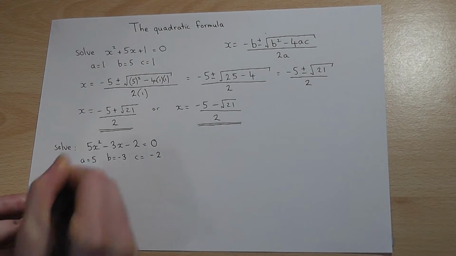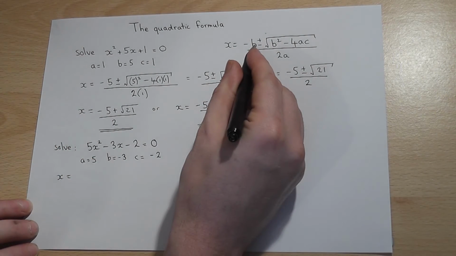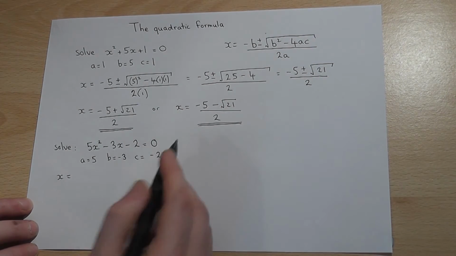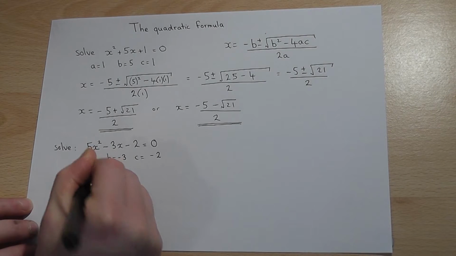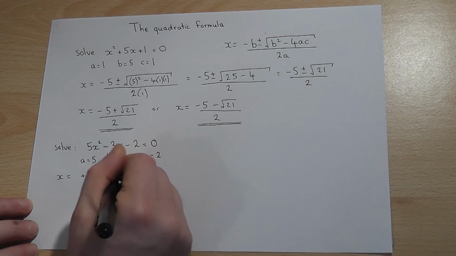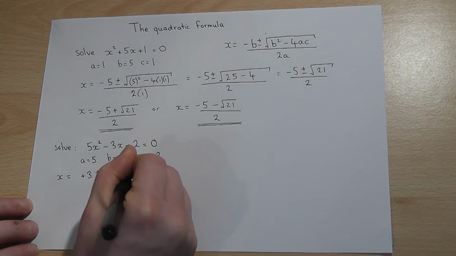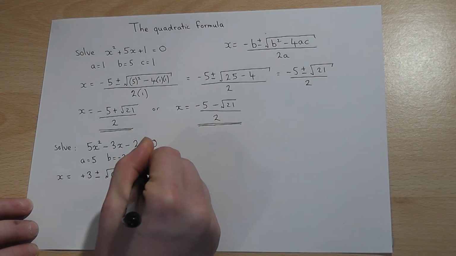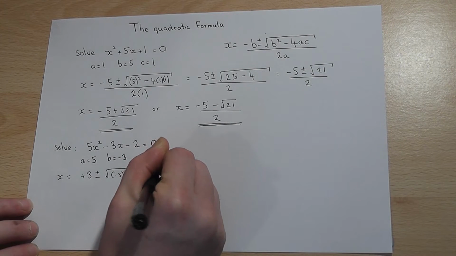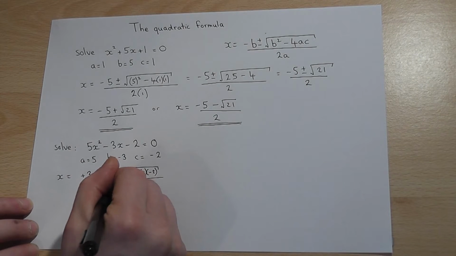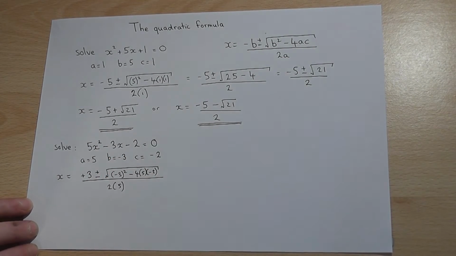X equals minus b. Well, b is negative, so minus b makes it positive. Always plus or minus the square root of b squared minus 4ac, all divided by 2 lots of a.